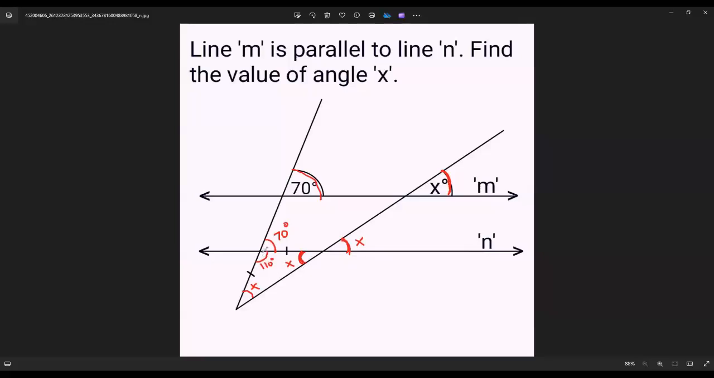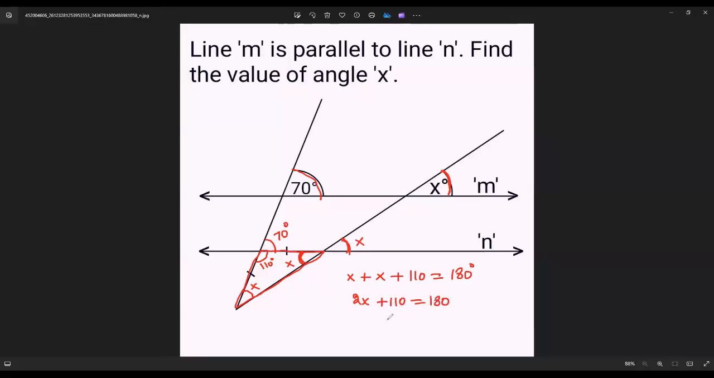Now we just consider the triangle over here. In any triangle, the three interior angles add up to 180. That is, x + x + 110 = 180 by the triangle angle sum theorem. The three interior angles of a triangle must add up to 180. So x plus x becomes 2x, plus 110 equals 180.